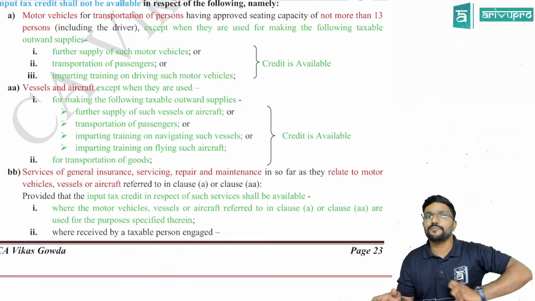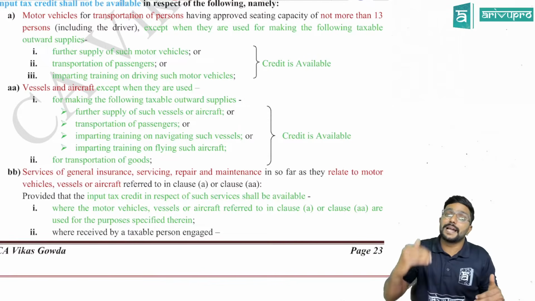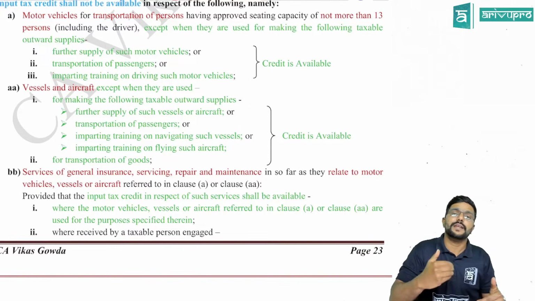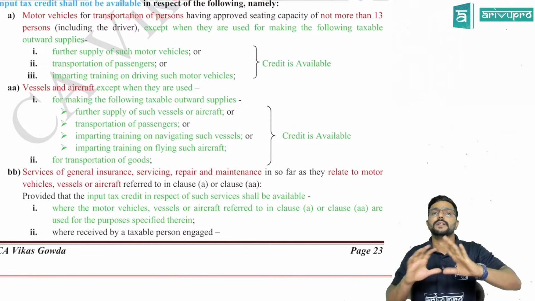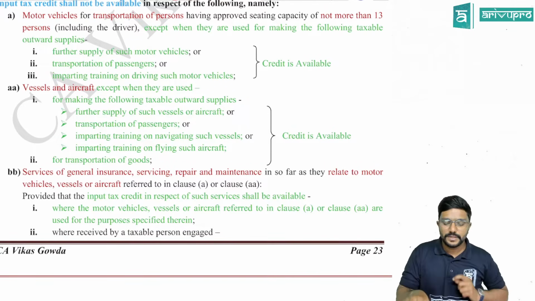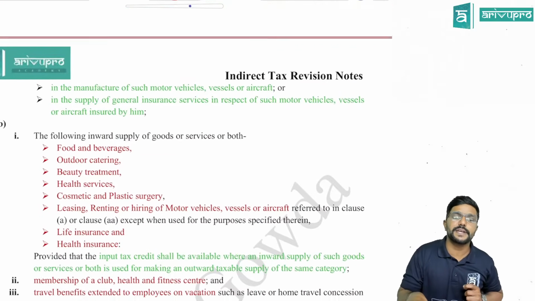Sir, at the time of purchase, if I can claim the credit of the tax which I have paid on purchase, then even when you are taking any input service for this motor vehicle, vessel or aircraft, the credit can be claimed. Then they are also telling in the following cases credits are available.